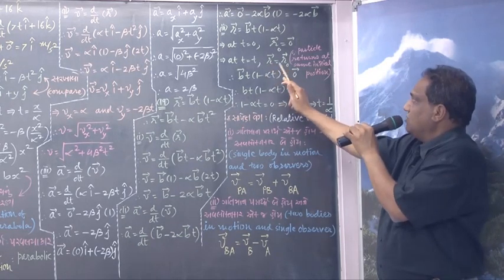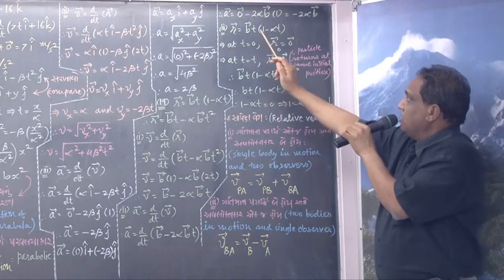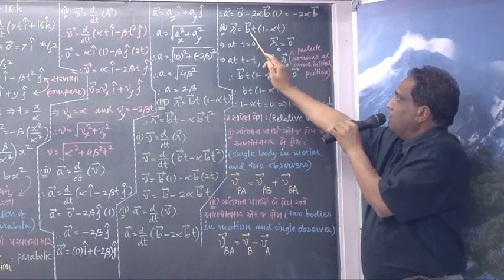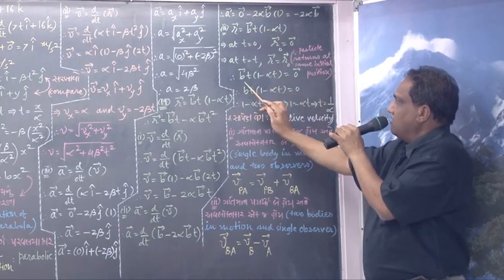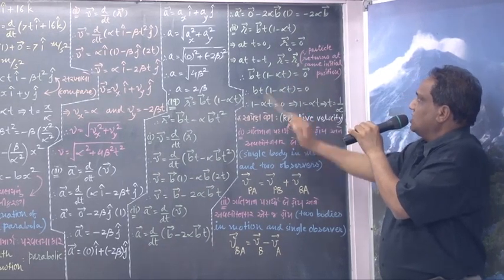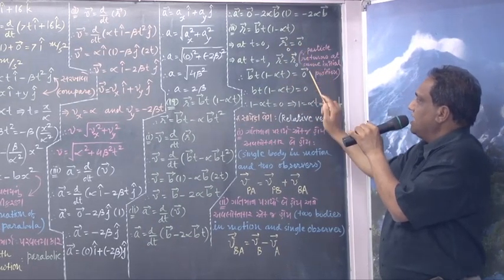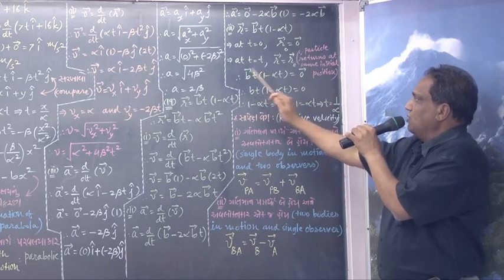Final position vector is equal to initial position vector. What is final position vector? Vector R at the end of t time. Vector B into t into 1 minus alpha t. Same value written here. And that equals vector R0. But vector R0 is how much? 0 vector. Now take magnitude on both the sides.